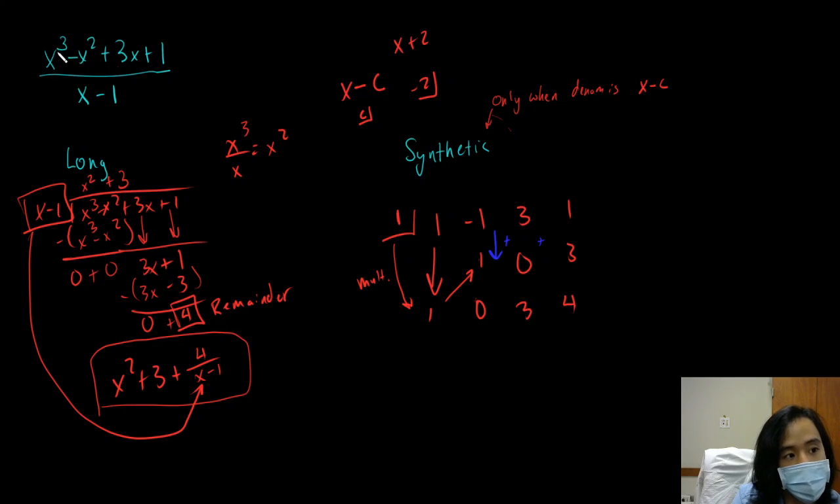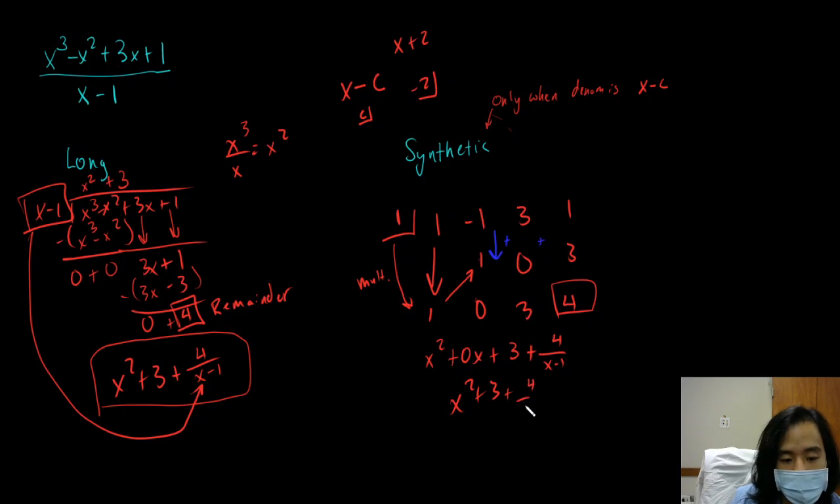So the degree of our polynomial is 3. This is going to be the coefficient of x squared. And then we have plus 0x, then plus 3, plus this is going to be our remainder, 4 over x minus 1. So, as you can see, we got the same answer for both ways. Crazy.